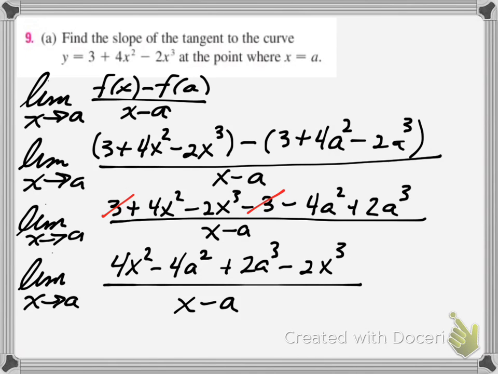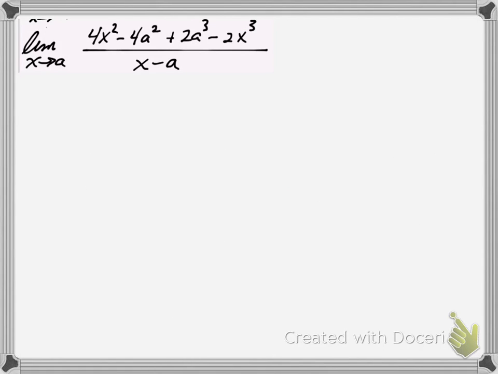I need to get rid of that x minus a in the denominator, because my limit is x approaching a, and as x approaches a, my fraction becomes undefined. So somehow I need to manipulate that numerator so that I can simplify out that x minus a. The way I'm going to go about doing that is to factor my numerator. I'm going to factor out the 4, and then I have the difference of squares. So I'm going to have x minus a and x plus a.